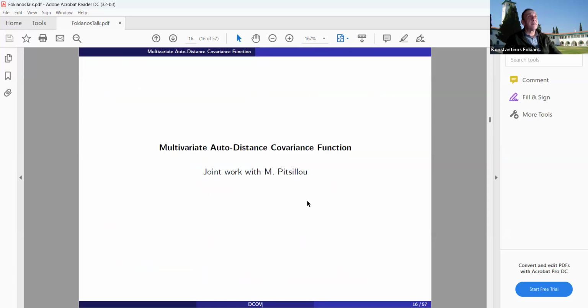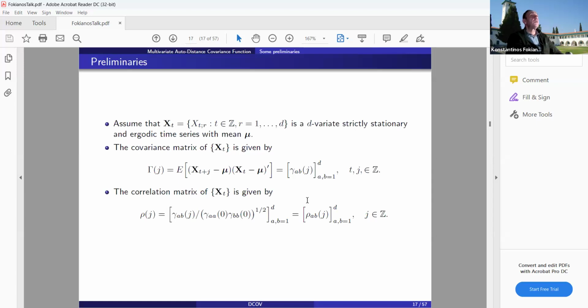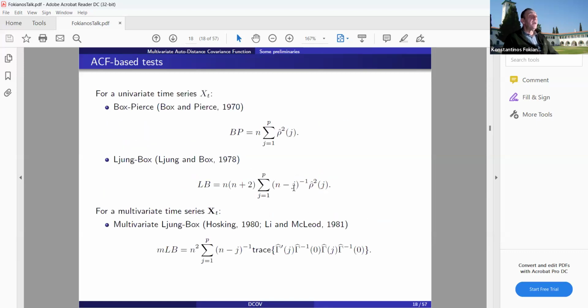Let's see the multivariate case. We have now a d-dimensional strictly stationary ergodic time series. Suppose that we are given a very good situation. The autocovariance matrix is given by this. We all know this, and the autocorrelation matrix is given by this. These are the elements. So why not define the same thing in terms of the distance covariance function? That's the idea. But how should we use it?